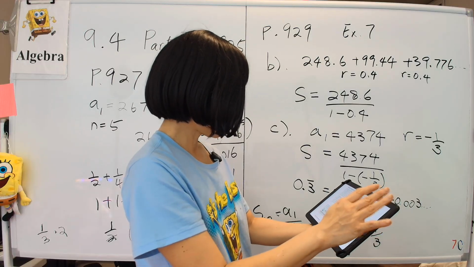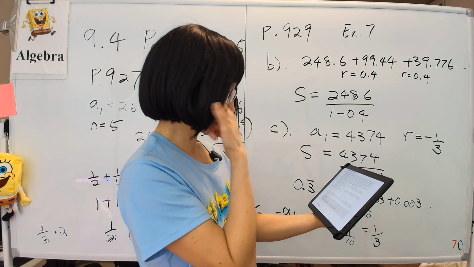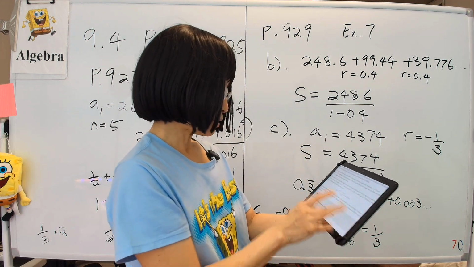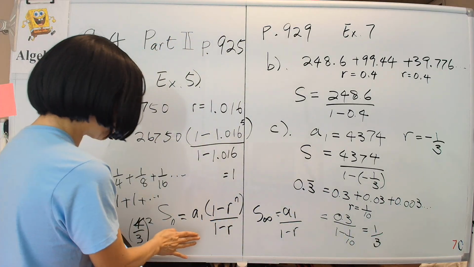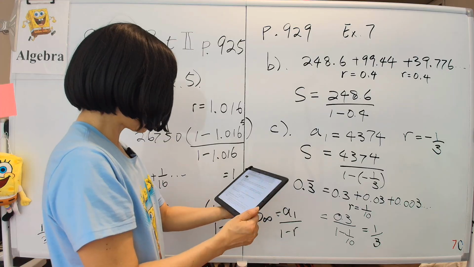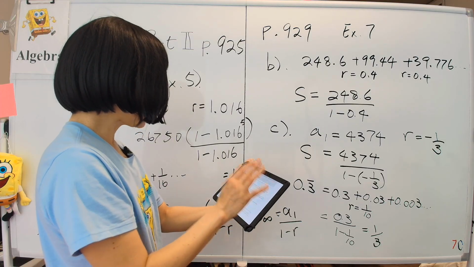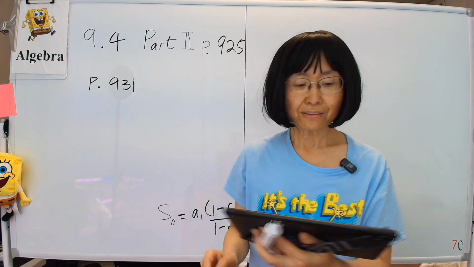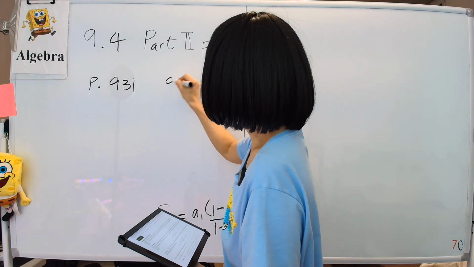Example 9. We're going to look at something called annuity problems. That works the same way. It uses the formula we had earlier, this one right here. Now the annuity problem goes like this. Let me clean off the board. So let's look at example 9 on page 931.